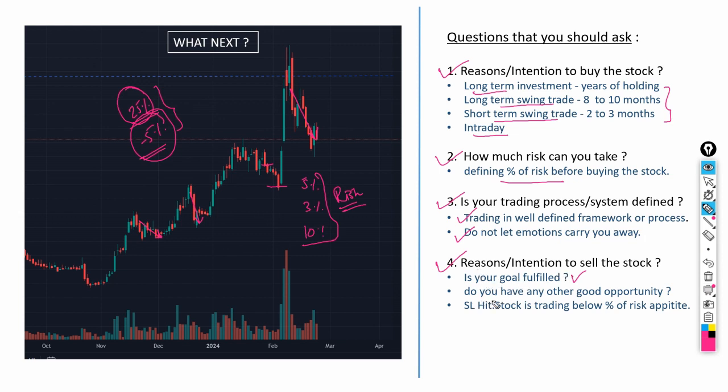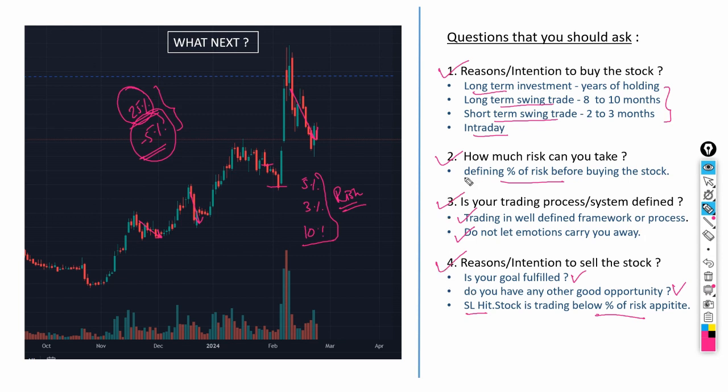Or do you have any other good opportunity other than the current stock? If so, then yes, you can sell your stock and move to the other good opportunity that you have. Or whether your stop loss is hit and the stock price is trading below the percentage risk that you have defined for yourself.